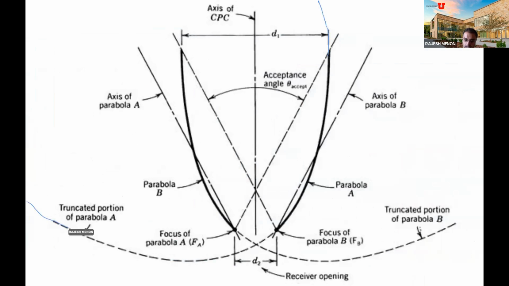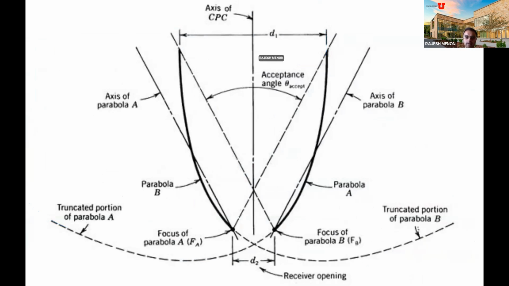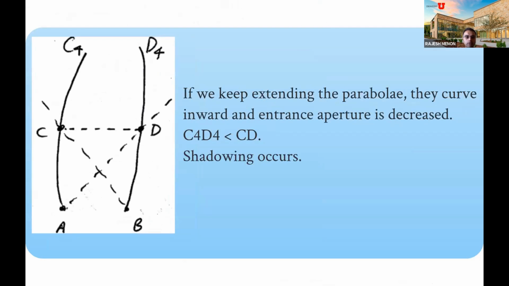So the shape will continue going the same direction. The equations are exactly the same. But at some point, it will bend inwards relative to this axis here. So that means it will start shadowing the light. So now you'll start losing power.